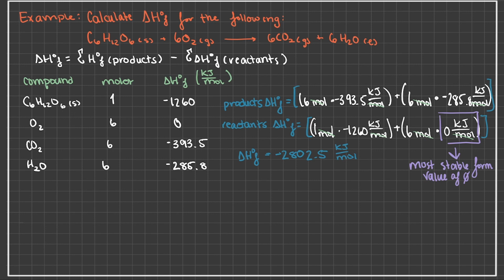After figuring all of that out, we're going to see that our standard enthalpy of formation is negative 2,802.5 kilojoules over moles.